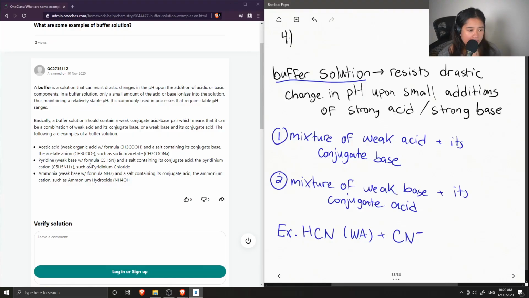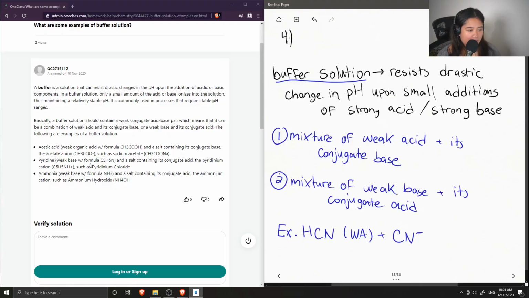Following are examples of a buffer solution. So you could have acetic acid, which is a weak organic acid with the formula CH3COOH, and a salt containing its conjugate base, the acetate ion. So this is like sodium acetate, CH3COONa.